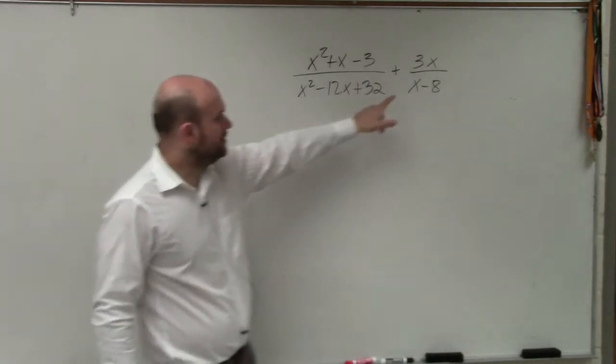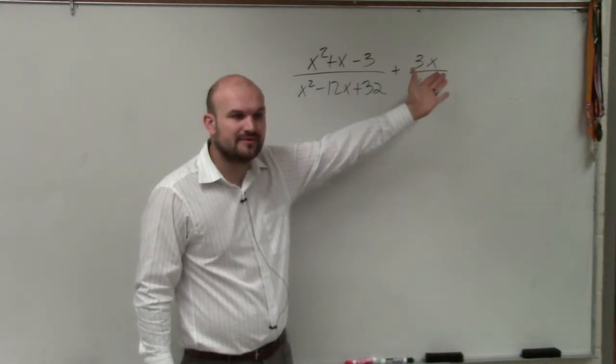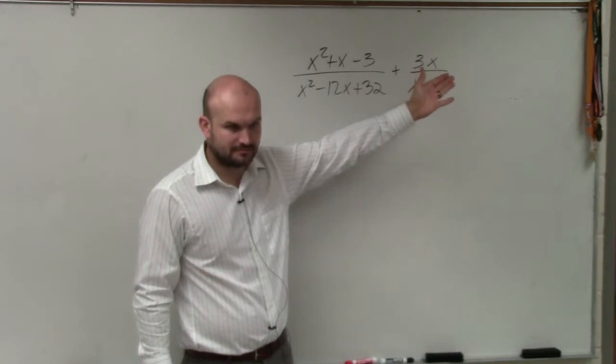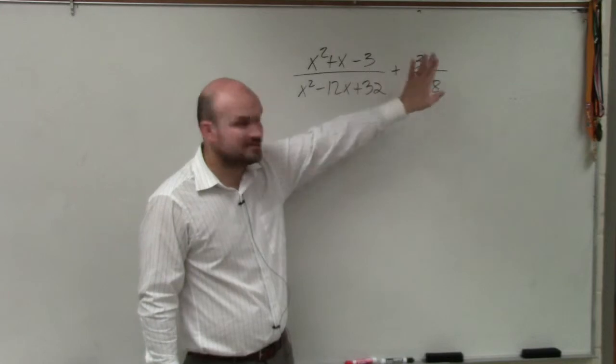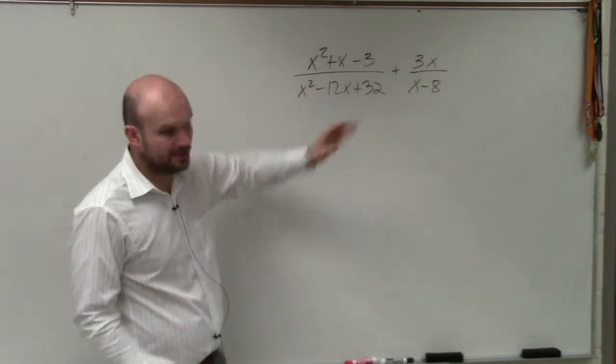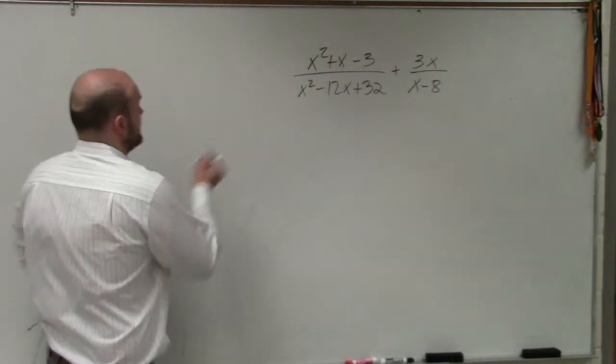So we look over here on the right. There's nothing really I can simplify, correct? So I'm just going to leave that. However, over here I have two trinomials. So I need to make sure I know how to factor them.